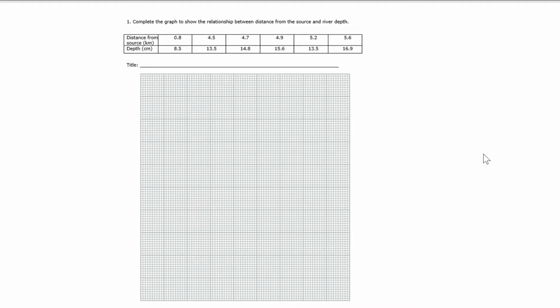So once you've collected your data, you then have to draw your graph. What I want to do is show you how you're going to go about doing that, and then the series of exercises that come after that just allow you to practice over and over and over again. So you see up at the top here we've got distance from the source. What you need to do is take a look at the biggest number. In this case it's 5.6, and then we're going to count the squares at the bottom.